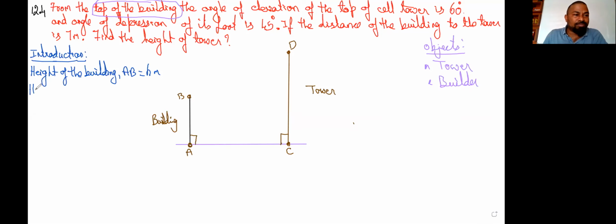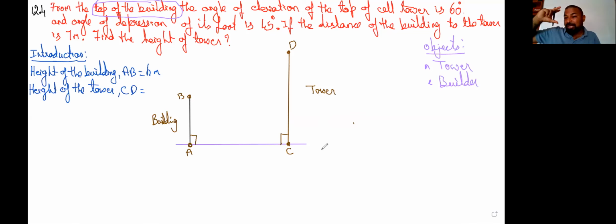Next one, the second vertical object, height of the tower. Height of the tower. This is the second vertical object what we are having, which we are calling as CD. Of course, we don't know CD also. We don't know the vertical object, but my calculation is the tower is longer, or taller, than the building. Therefore, for time being, I'm not giving any symbol. I just labeled it as CD and I left it there. Point one.